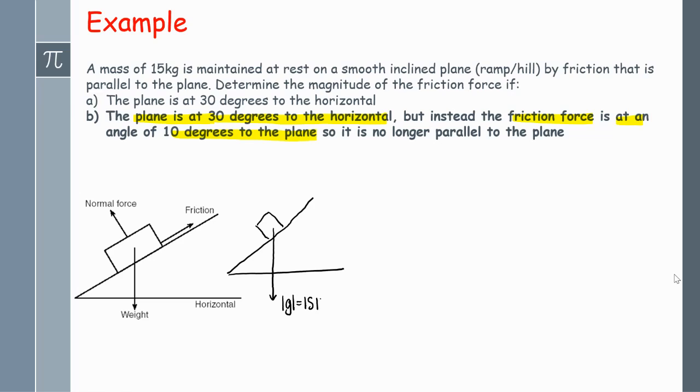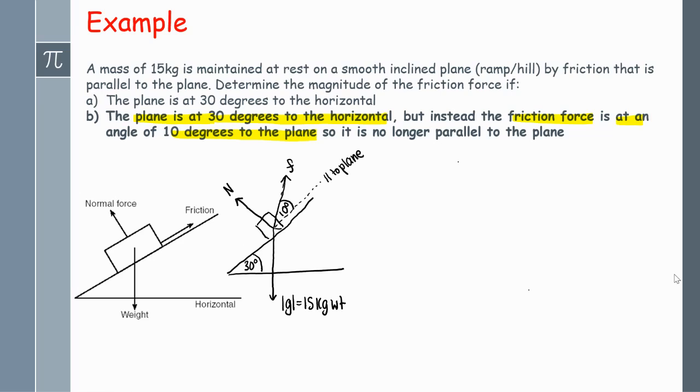Let's draw our diagram. We still have gravity, that's the same as before. We also have the 30 degrees of the plane to the horizontal. And our normal force is also, again, perpendicular to the plane. We know that if our friction force was parallel to the plane, it would be something like this. If it's 10 degrees to the plane, that means it's actually up here. And that little angle between our friction force and its parallel component is 10 degrees.